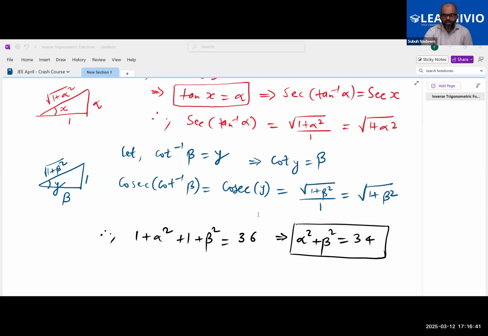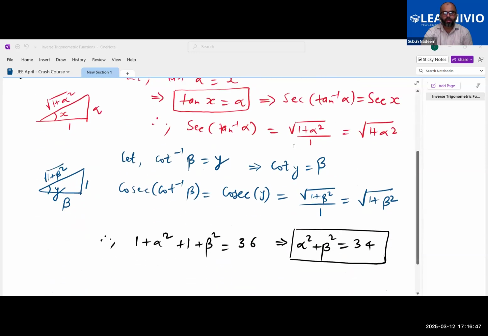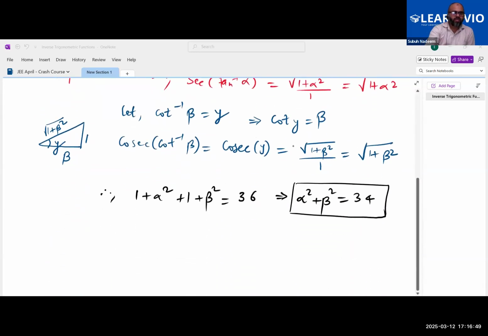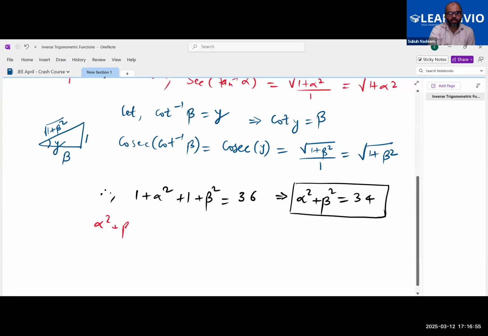So now you have this relation, alpha square plus beta square equal to 34, and this is given, alpha plus beta equal to 8. So how can you find alpha and beta? Can you tell what will be alpha and beta? I'm writing both the equations here. Alpha square plus beta square equal to 34 and alpha plus beta is equal to 8. How to solve and find alpha beta?